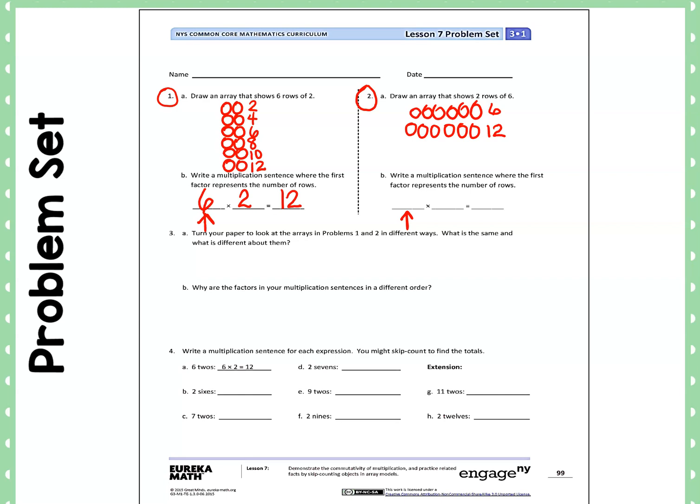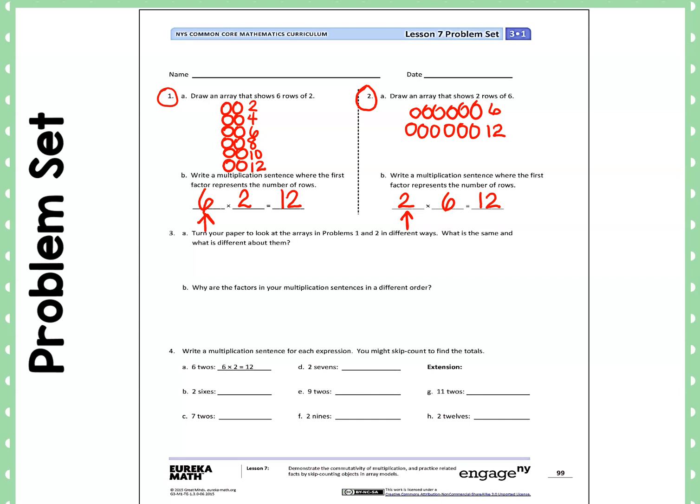So for this array, there are 2 rows. And in each row, we have 6. And after we did our skip count, our answer was, or our total was 12. Okay, so let's look at these 2 problems. Do the arrays look the exact same? No, they look different. Were our factors in both problems the same? Yes, we had 2 and 6. Was our total the same? Yes, it was. Okay, so even though the arrays in this problem looked different, we drew them differently, our factors and our total stayed the same.